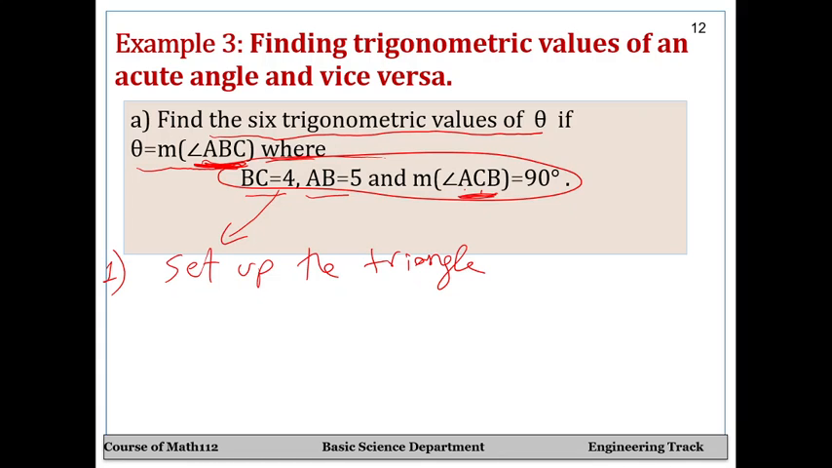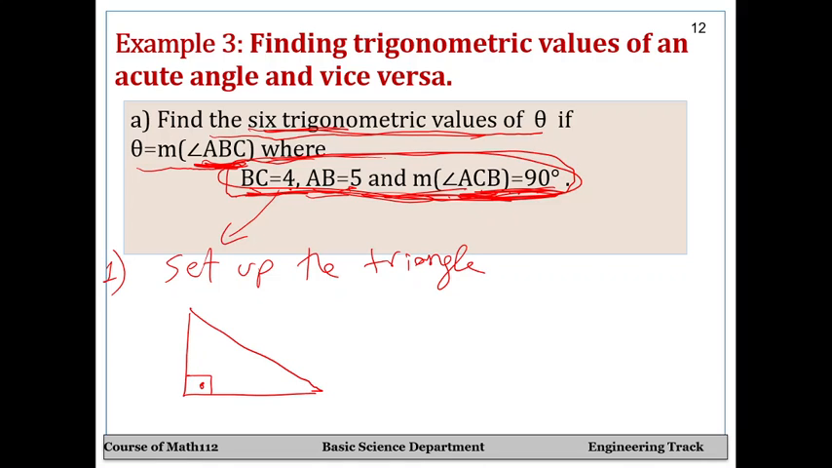Now, in setting up the triangle here, if someone is asking the trigonometric values, it's most likely a 90 degrees, right triangle, but it doesn't have to be, by the way, but you will check the conditions given, the properties of the triangle here. BC is 4, AB is 5, and the measure of angle ACB is 90. So we have one of the angles is 90. So here we will set up the triangle, and we will put a 90 here. One of the angles is 90 degrees.